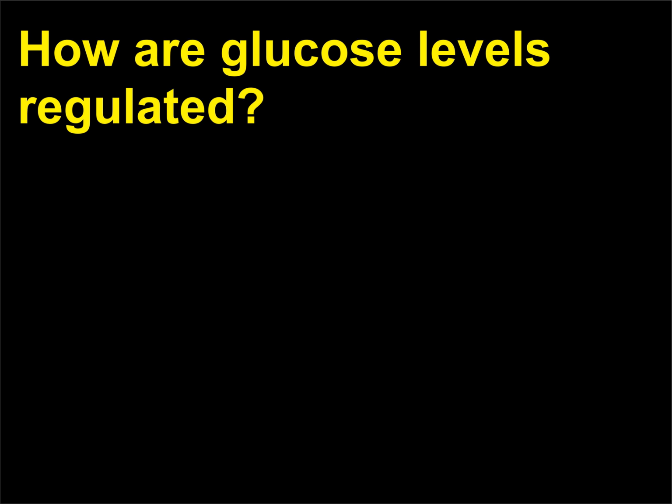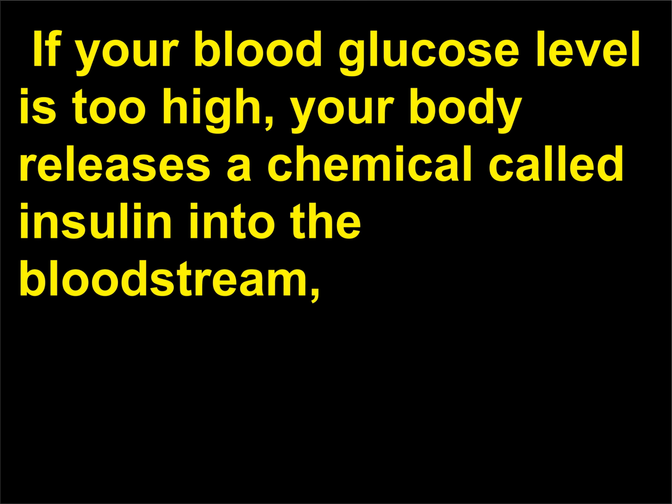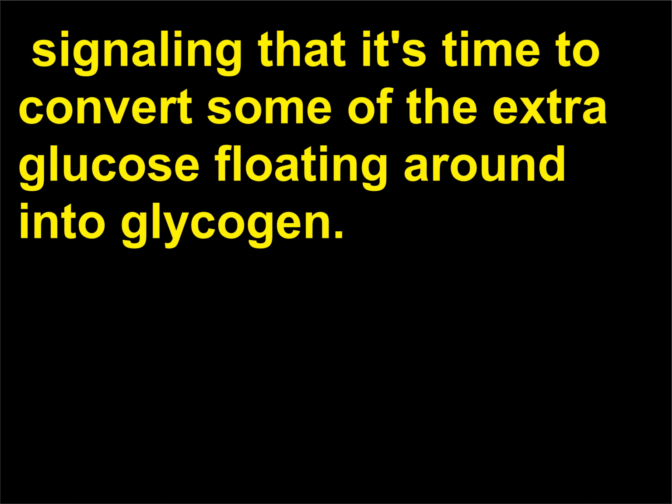How are glucose levels regulated? In humans, the amount of glucose in the blood at any given time is regulated very carefully. If your blood glucose level is too high, your body releases a chemical called insulin into the bloodstream, signaling that it's time to convert some of the extra glucose floating around into glycogen.